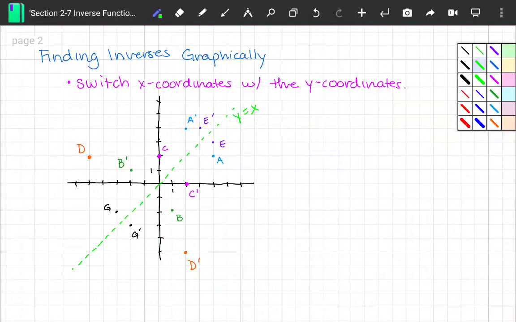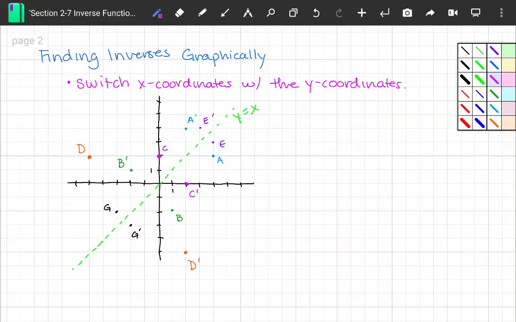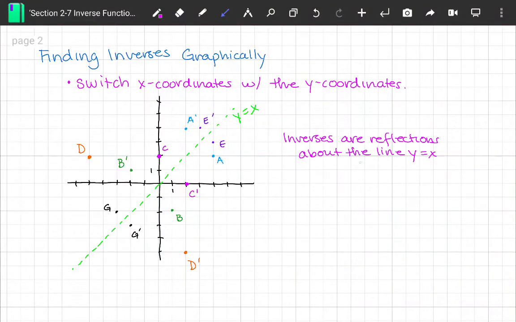So to find inverses graphically, it just depends on what's more convenient for you. One thing you can do is switch the x and the y coordinates, but another thing you can also do is, inverses are reflections about the line y equals x, which is kind of handy. And it turns out whenever you reflect about the line y equals x, you switch the x and the y coordinates. So it works out perfectly for that.